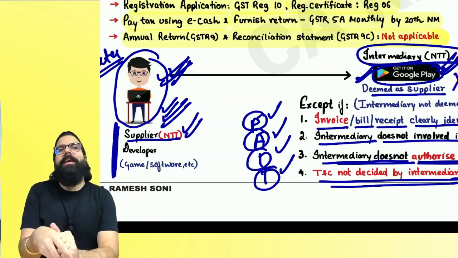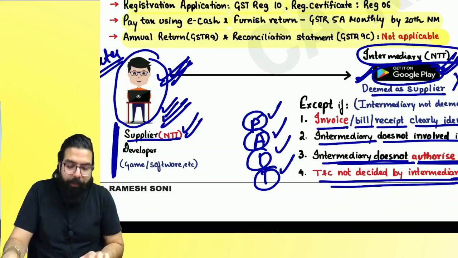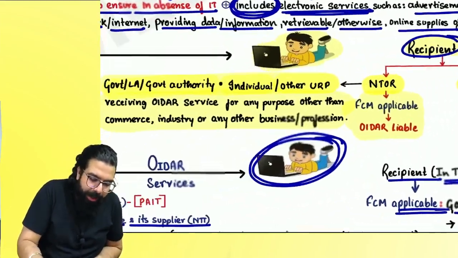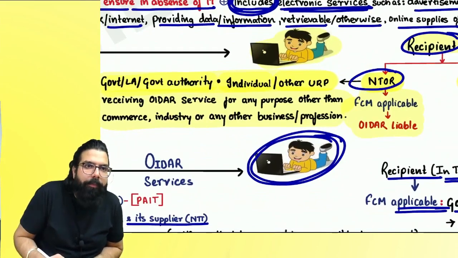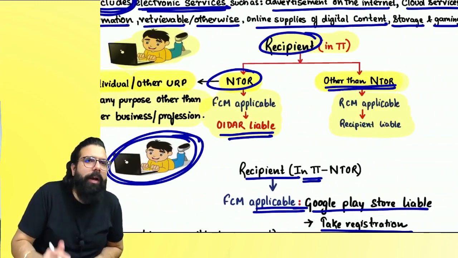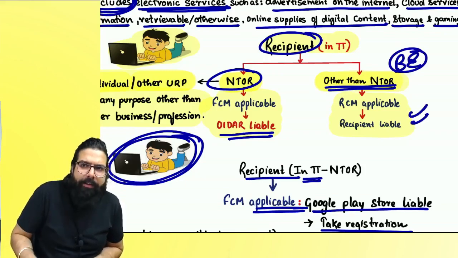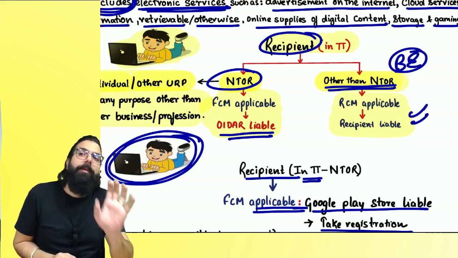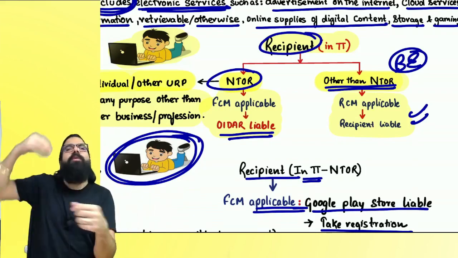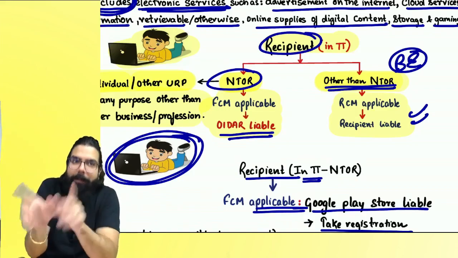Actually, you know what? In the OIDR case, there are 2 thoughts in the market. What I'll tell you a little, okay, everyone? You see, here they are telling if the recipient is NTOR, then OIDR will be liable. But if it is other than NTOR, a business entity has to pay GST under RCM. But you know what? Practically what is happening? Only business entities which are registered pay GST under RCM. In the unregistered case, always OIDR collects and pays. So there is a slight gap between actual law and practical following.